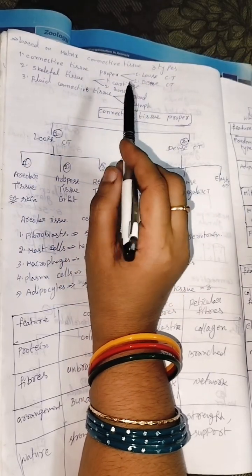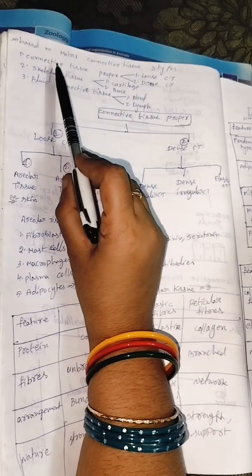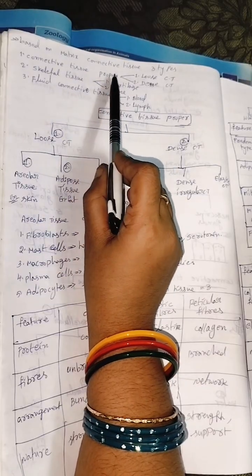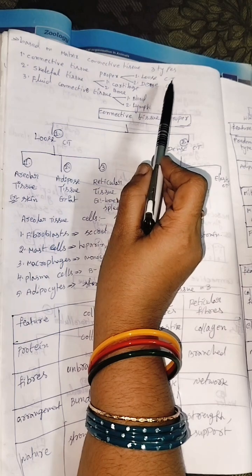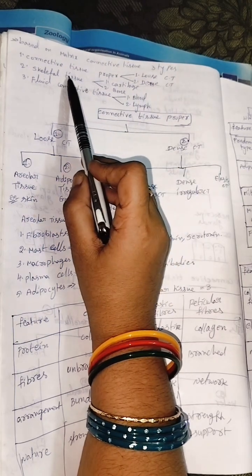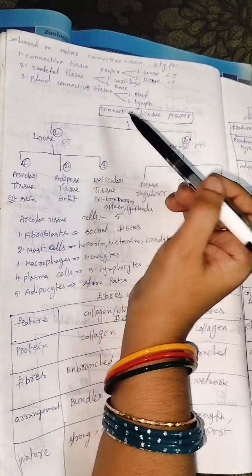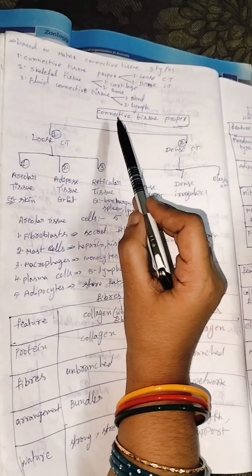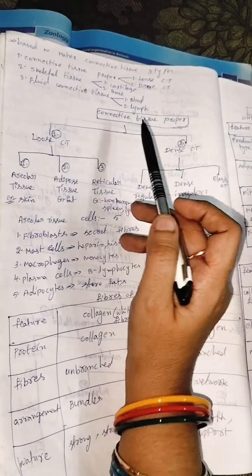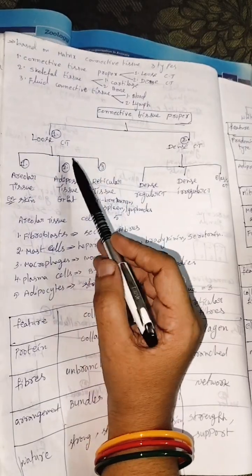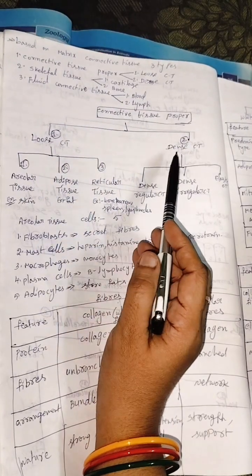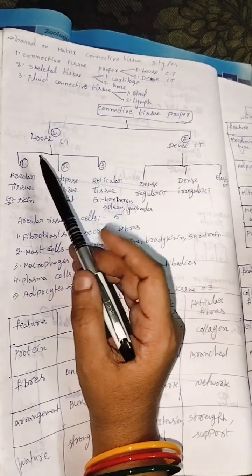In this class we will discuss connective tissue proper, loose and dense connective tissue. In the next class we will discuss the others. So in this class we discuss connective tissue proper. We know that this is of two types: loose connective tissue and dense connective tissue.